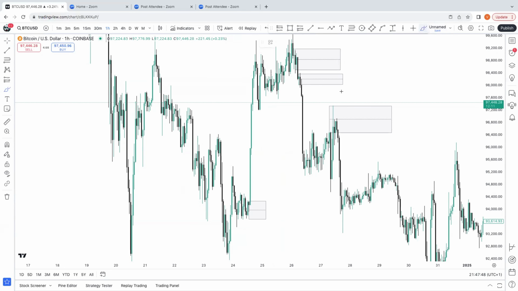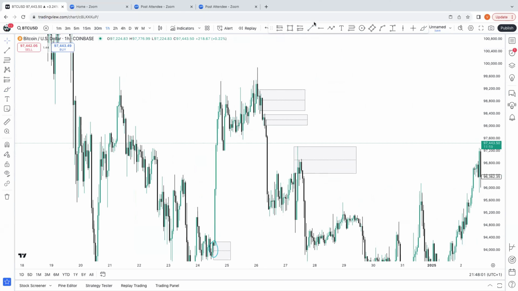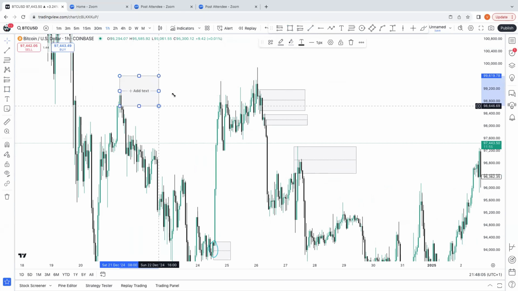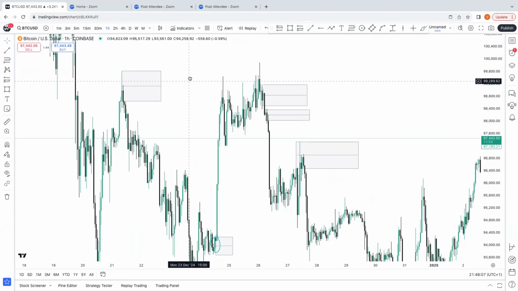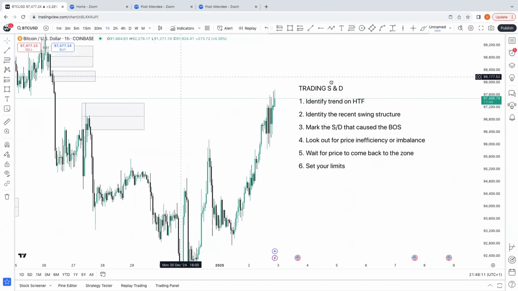There is something in this zone, right, that was responsible for this push. So this zone, we refer to as the demand zone, while zones that are responsible for sells, zones like this, we refer to as the supply zones, right? So that's how you identify.